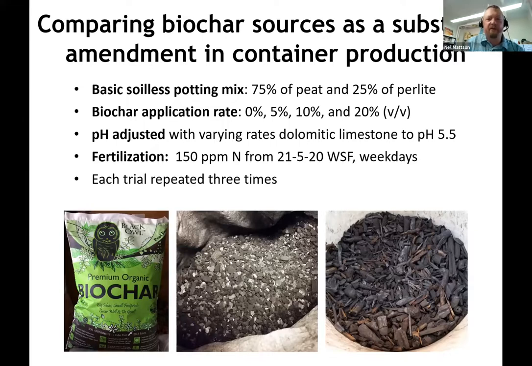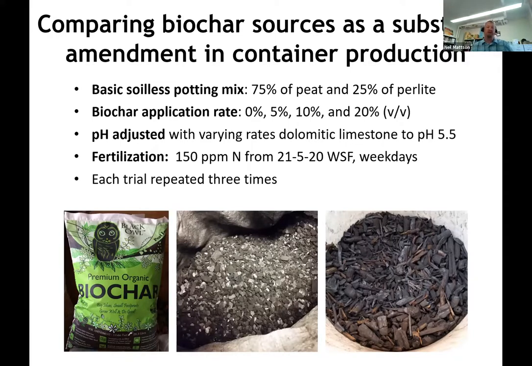For the substrate amendment test that we did, we had a base soilless potting mix that was 75% peat and 25% perlite. And then we used different biochar application rates: 0, 5, 10, and 20% by volume. So for the 20% by volume, the mix had 20% biochar, then it would have had 60% peat and 20% perlite.